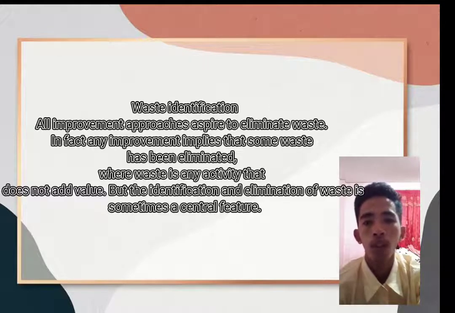Waste identification. All improvement approaches aspire to eliminate waste. In fact, any improvement implies that some waste has been eliminated, where waste is any activity that does not add value.